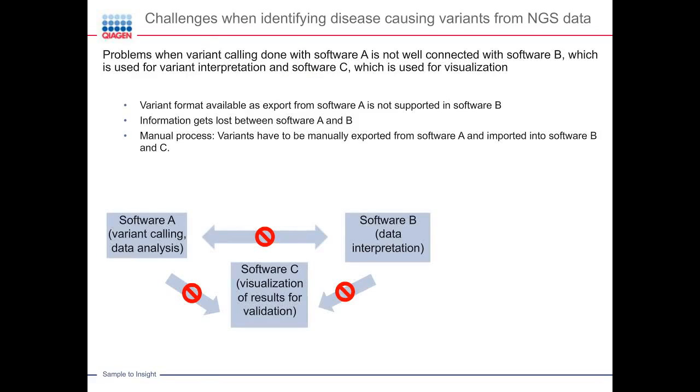The third challenge is something which many people are maybe not aware of. That is that you can have different software pieces doing different kinds of analysis, and they do not work well together, even when you think they do. Software A, for example, is often used for the variant calling. In many cases, GATK is used for that. Software B for the data interpretation is either a self-built filtering pipeline or annotation pipeline or a commercial software piece. And for software C, for data visualization, most people use the Integrative Genomics Viewer.